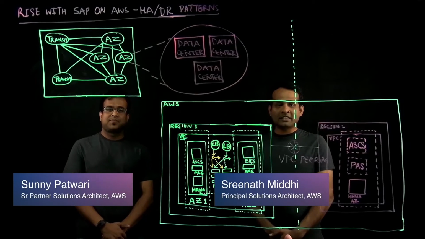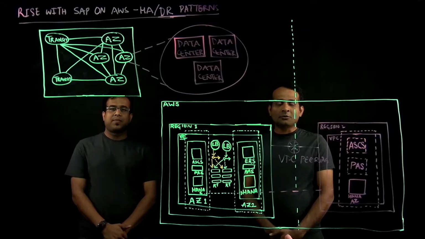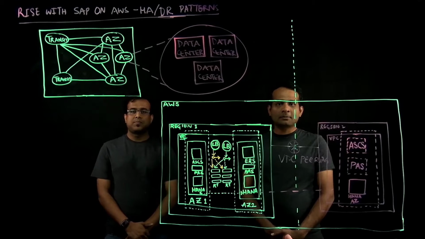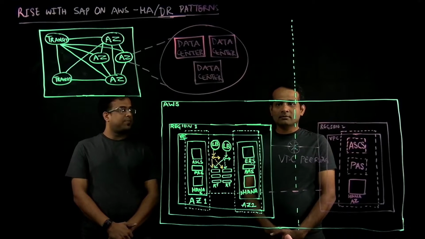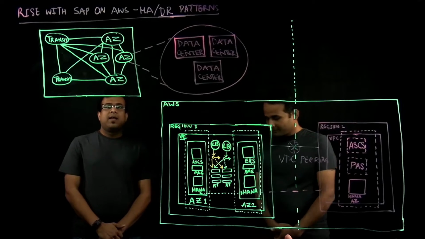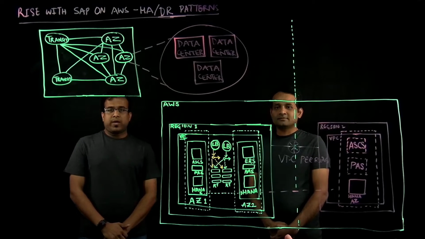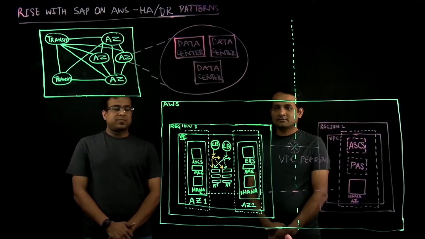My name is Sreenath Middhi. I'm a Principal Partner Solutions Architect at AWS. I work closely with partners and help them with SAP migrations onto AWS. Today, I have Sunny with me. Sunny, can you please introduce yourself? Sure, Sri. Hello, my name is Sunny Patwari. I am Technical Alliance Lead for SAP on AWS workloads. I am working closely with SAP on AWS.